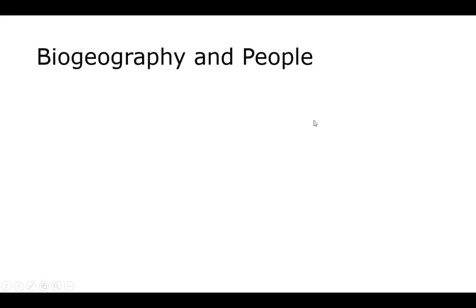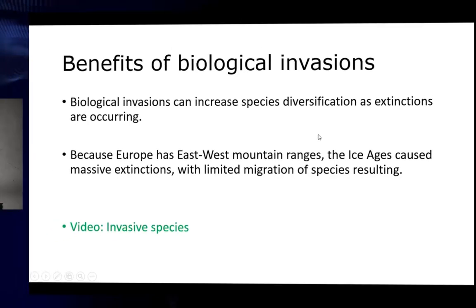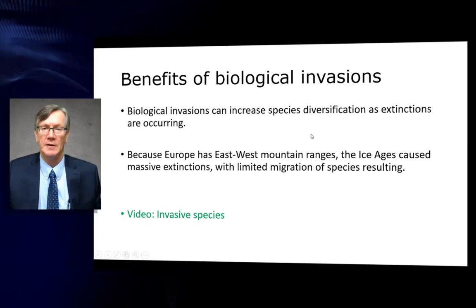Biogeography and people. Biological invasions can increase specific species diversification as extinctions are occurring. Because Europe has east-west mountain ranges, the ice ages caused massive extinctions with limited migration of species resulting.